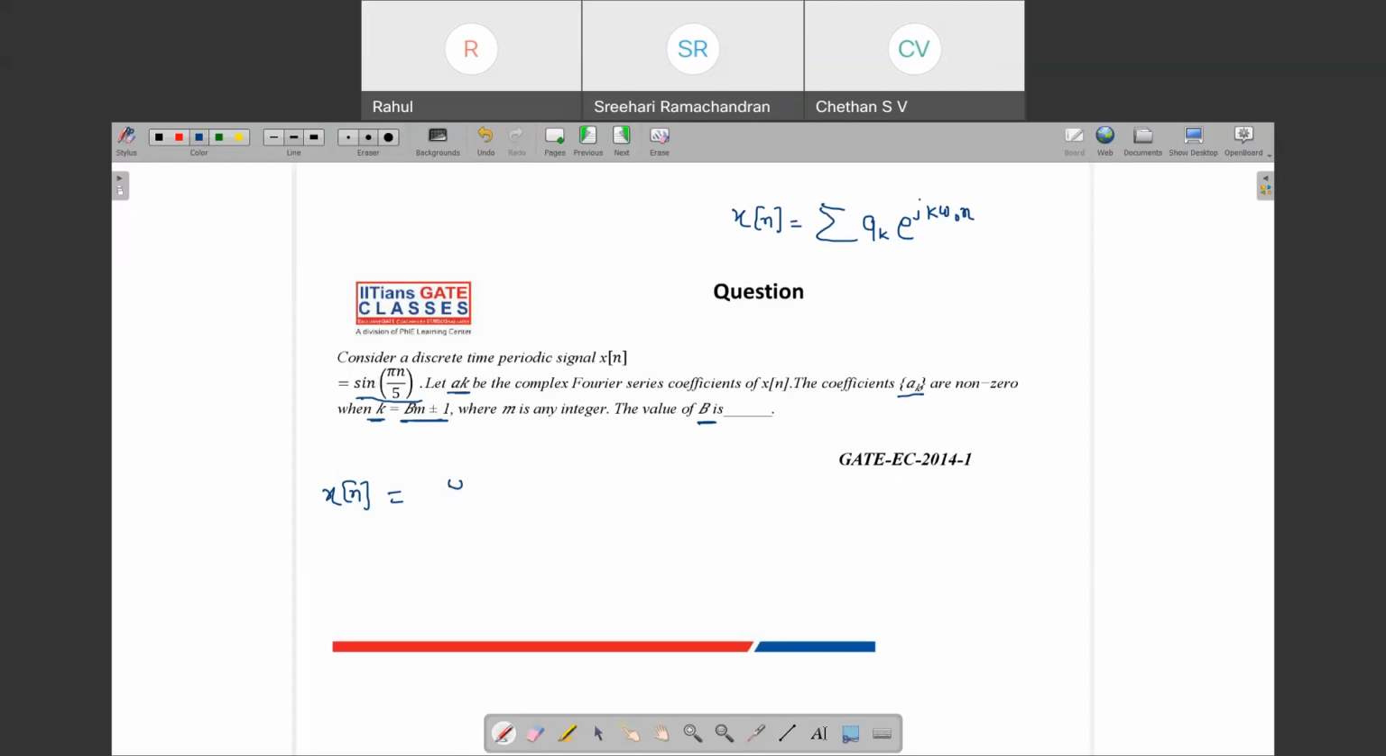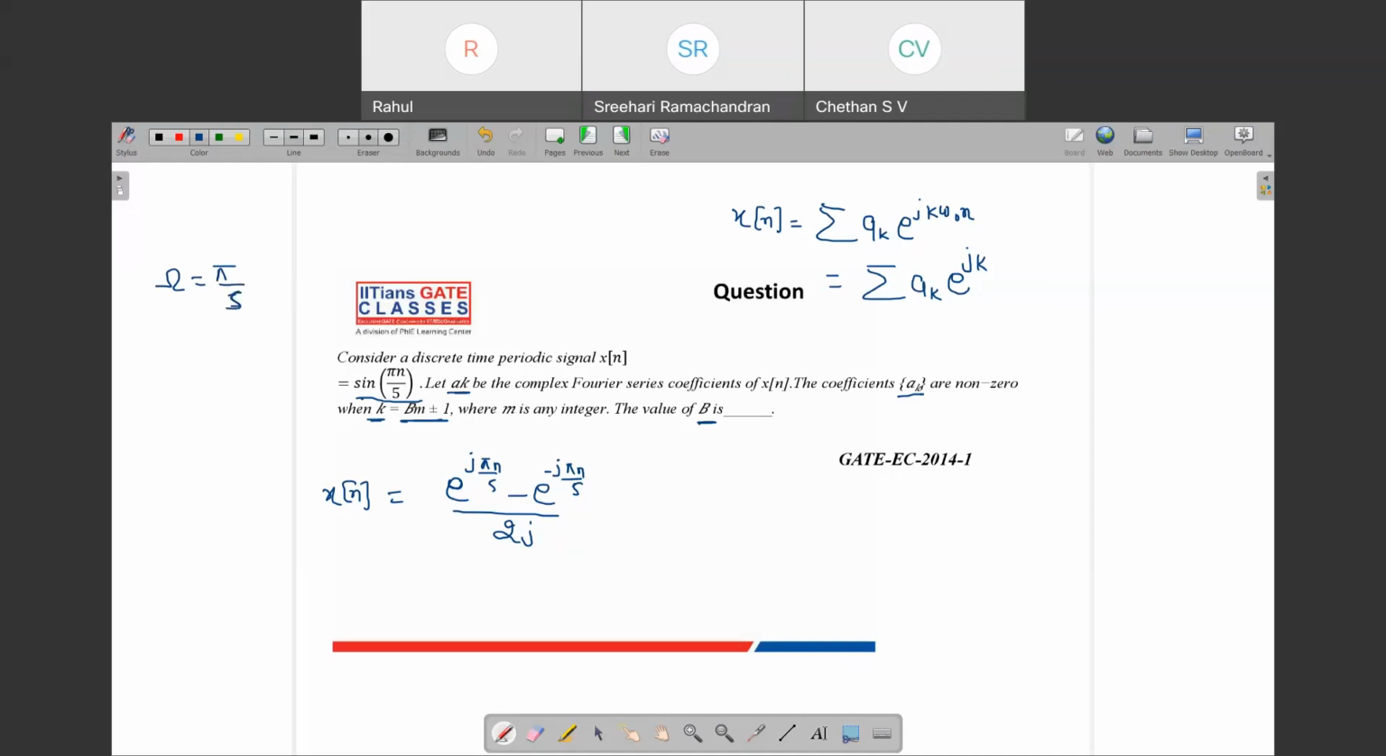Okay. Now this x of n, you can write it as, this is sine, I will write it as e to the power j pi n by 5 minus e to the power minus j pi n by 5, divided by 2j. So this is the x of n. Now this x of n in this Fourier series expansion, I can write it as a of k e to the power j k omega naught n. Now we need to find out what is the omega naught here. So this omega is here as pi by 5.